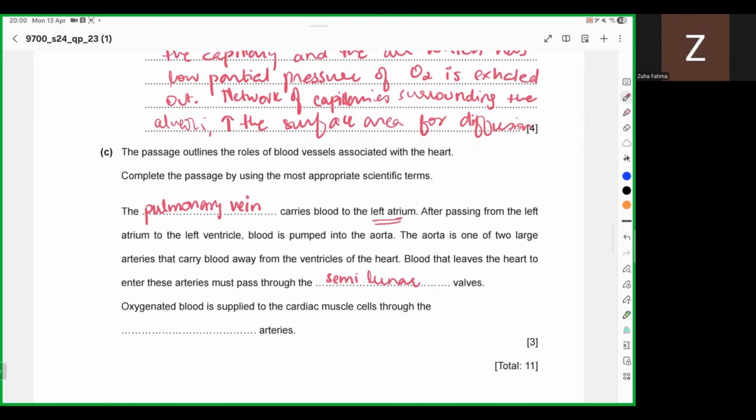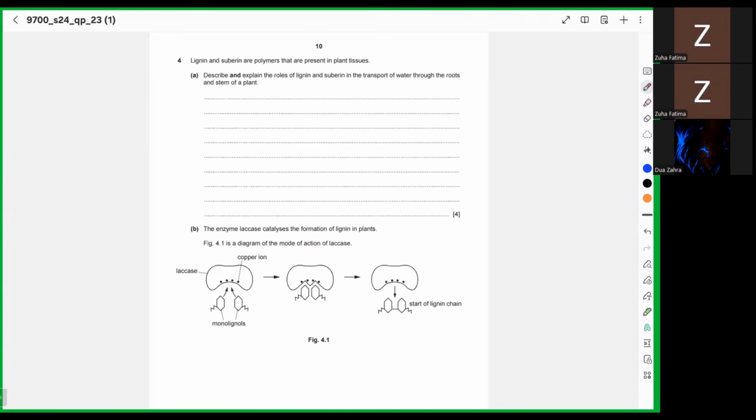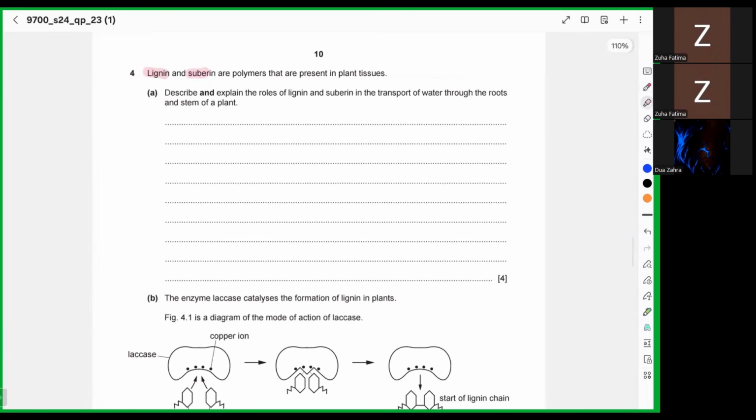Valves. Oxygenated blood is supplied to the cardiac muscle cells through the dash arteries. Those are your coronary arteries. Clear? Any questions? Question number 4 states lignin and suberin are polymers that are present in plant tissues.